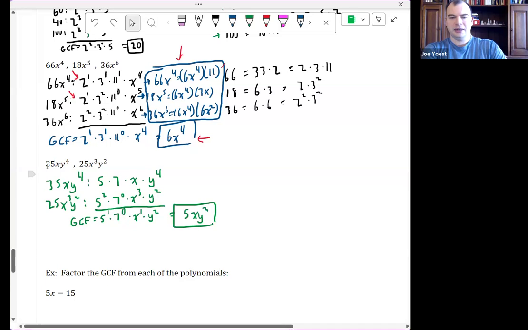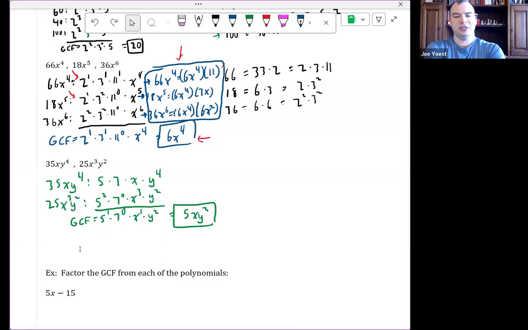And then lastly, my GCF of 35xy to the fourth and 25x cubed y squared. I do something similar. 35, the number, breaks down into 5 times 7, and those are both prime, so that's my prime factorization: 5 to the first times 7 to the first. 25 is just 5 squared. 5 is prime, so I could write that as 5 squared times 7 to the 0 if I wanted to, just to make sure that I remember that there are 0 factors of 7 in 25.